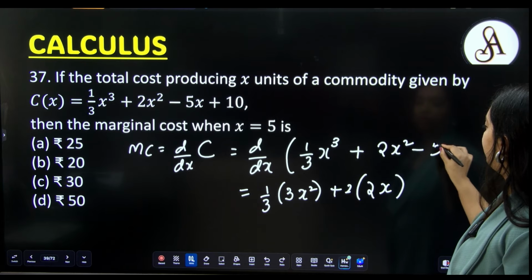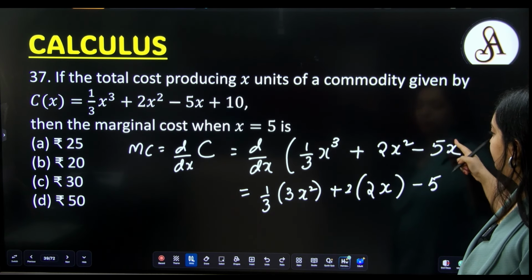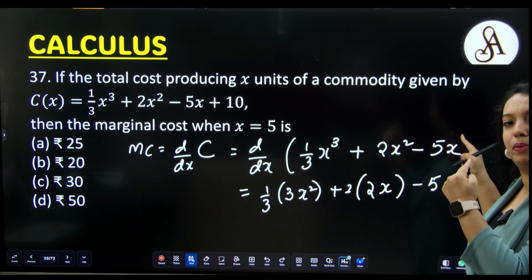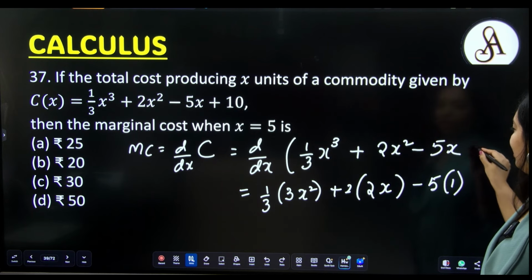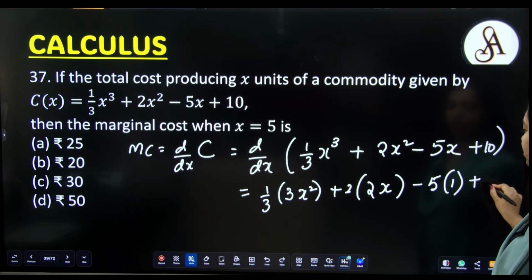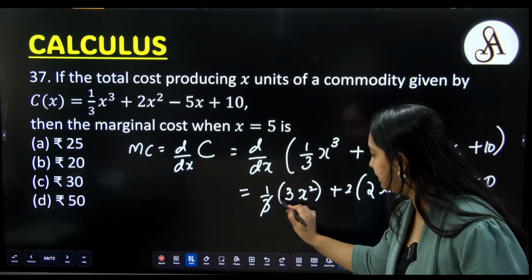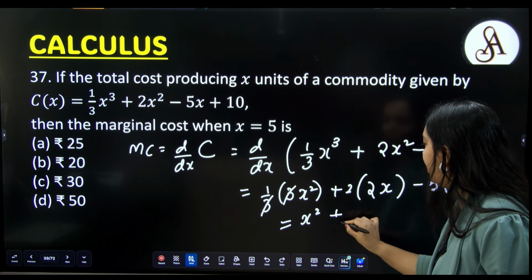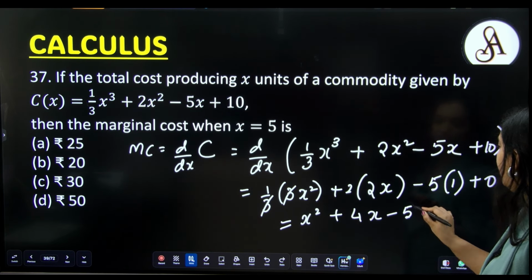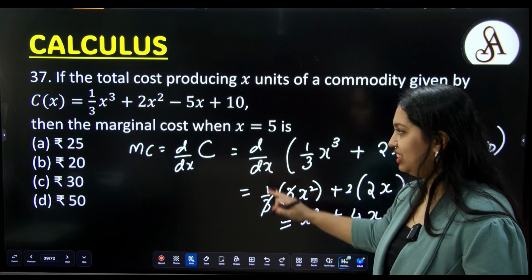Tell me what is the derivative of 5x, n into x power n minus 1, 1 into x power 1 minus 1. Basically, that goes off, it becomes 5. Derivative of any constant is equal to 0. This is the answer. I'll cancel 3 and 3. 2 2s will become 4. I am getting the value as x square plus 4x minus 5 plus 0, you can ignore. So, this is the derivative.